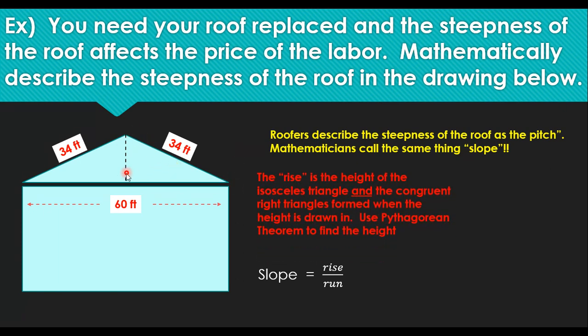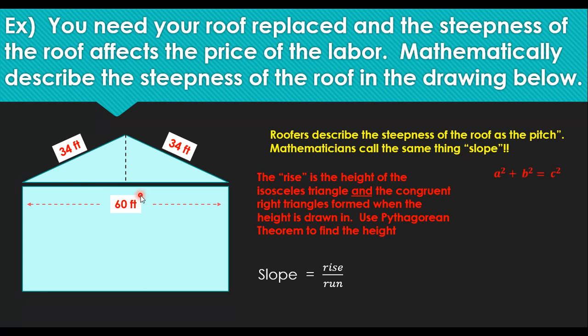So the rise is going to be the height of this isosceles triangle, right? They have two of the same length size and one different. The rise is this height, and the congruent triangles form when we draw this picture. So let's use our Pythagorean theorem to find the height. Now, if this entire thing is 60 feet, we're also going to make an assumption that this is cutting it exactly in half, that the house is completely symmetric. So that's an assumption that we're going to be making here.